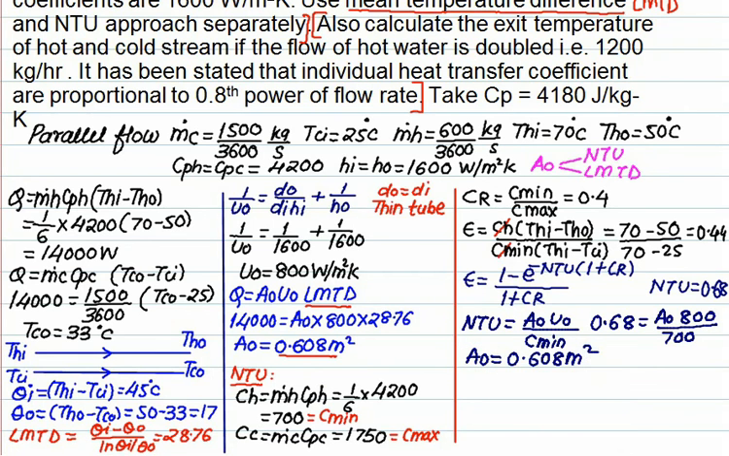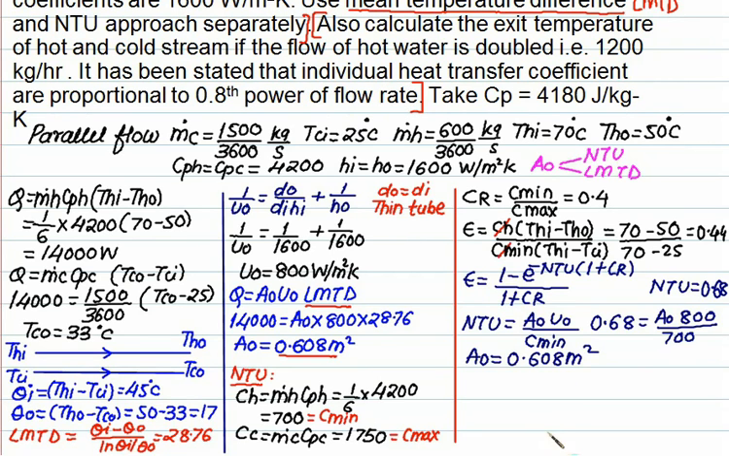Second part: also calculate the exit temperature of hot and cold fluids if the flow of hot water is doubled, that is 1200 kg per hour. So there is no change in the cold fluid. Only the hot water is doubled. It has been stated that the individual heat transfer coefficients are proportional to the 0.8 power of flow rate.